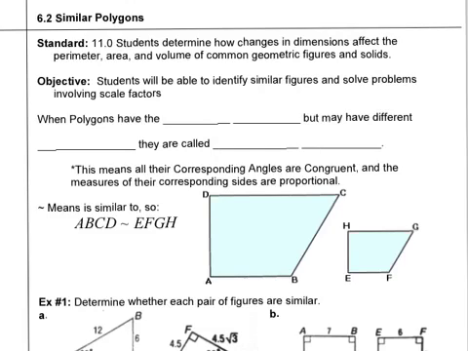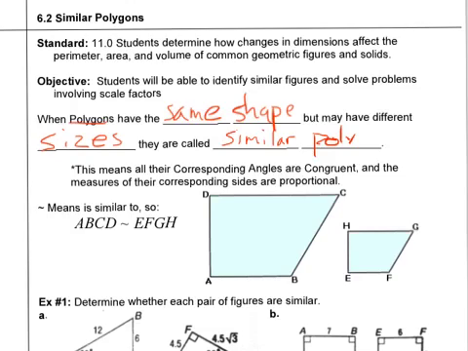When polygons have the same shape, but may have different sizes, they are called similar polygons. And polygons, by the way, just means something with multiple sides. I'll get more into that later, but for example, this is a polygon, and this is a polygon, because it has multiple sides.